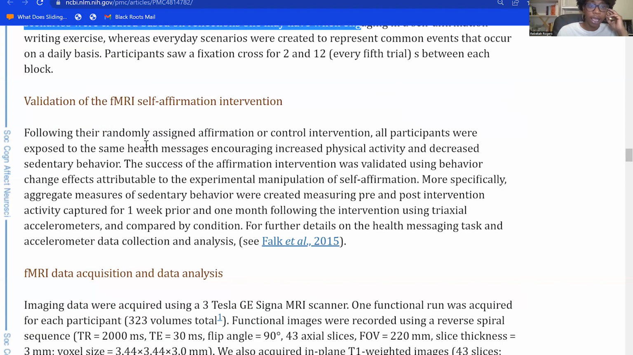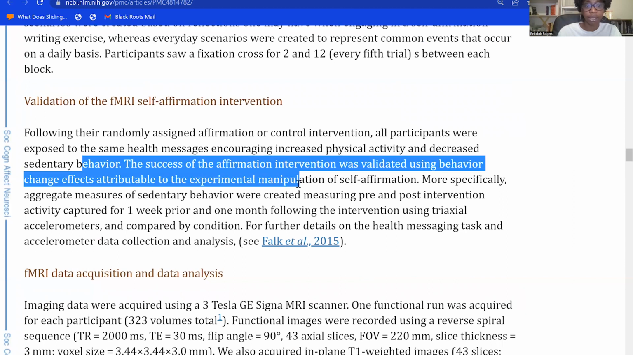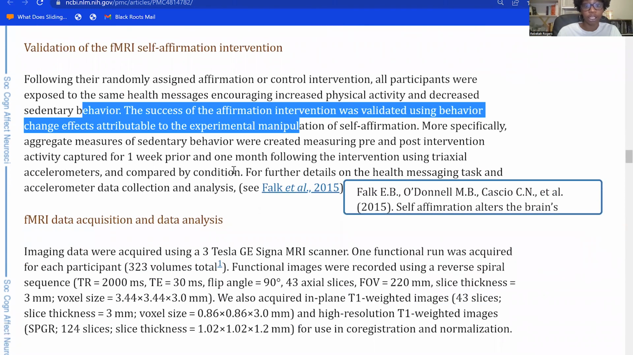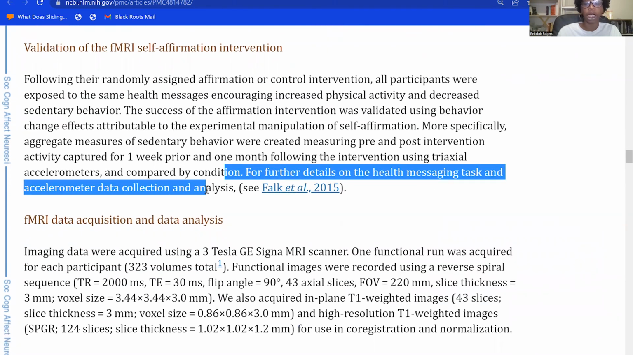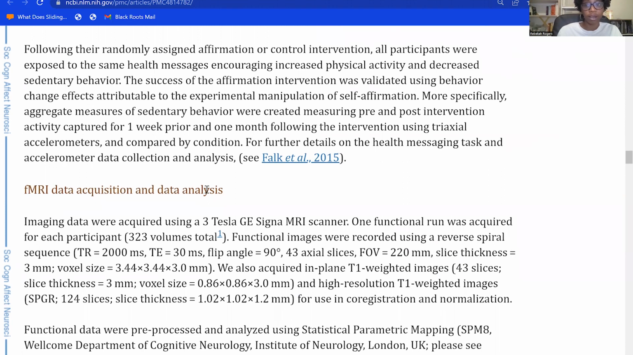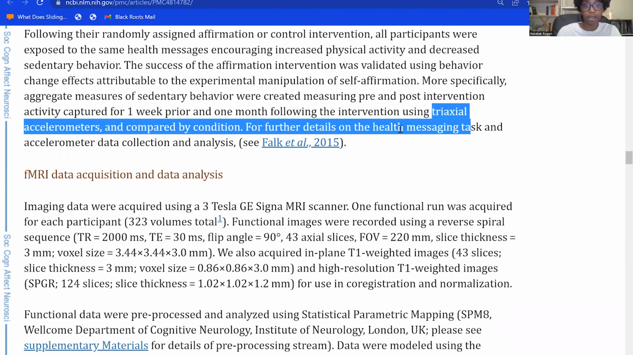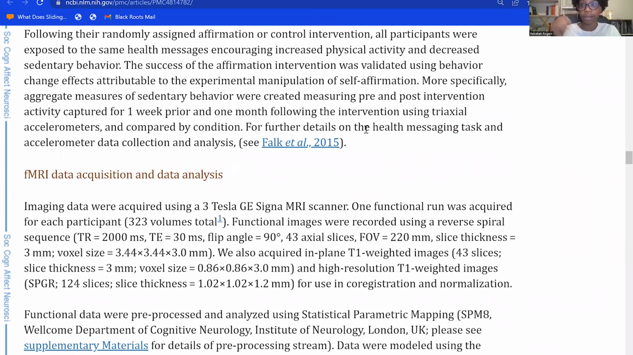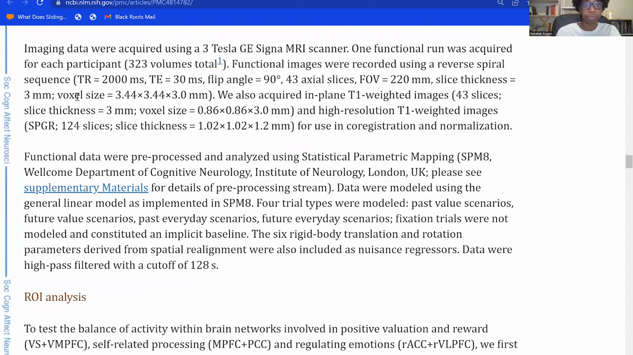Validation of fMRI following randomly assigned, so self-information, health messages, success, validation. And this is like the validation, health messaging tasks, accelerometer. So the accelerometer, it sounds like, was seeing how much they're moving, how quickly they're moving, how often they're moving, and they're getting the details of that from something that they were attached to, it sounds like. And this is like triaxial. I can look into those details if I would like to recreate this. I'm just being aware that this is existing for those who would like to recreate.